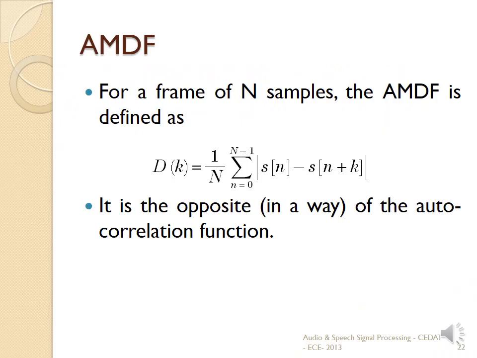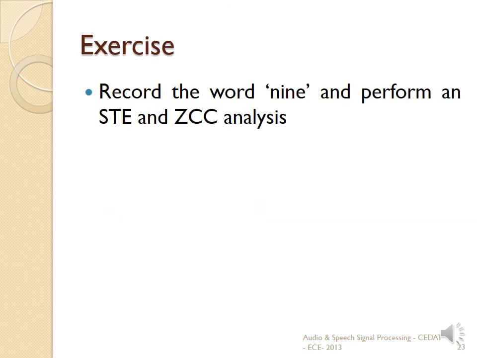These are the average magnitude difference methods, and I am leaving this to you. In a way, it is the reverse of the autocorrelation function. Exercise: if you have time, you can simply perform that exercise. Record the word 9 and perform an STE and the ZCC.